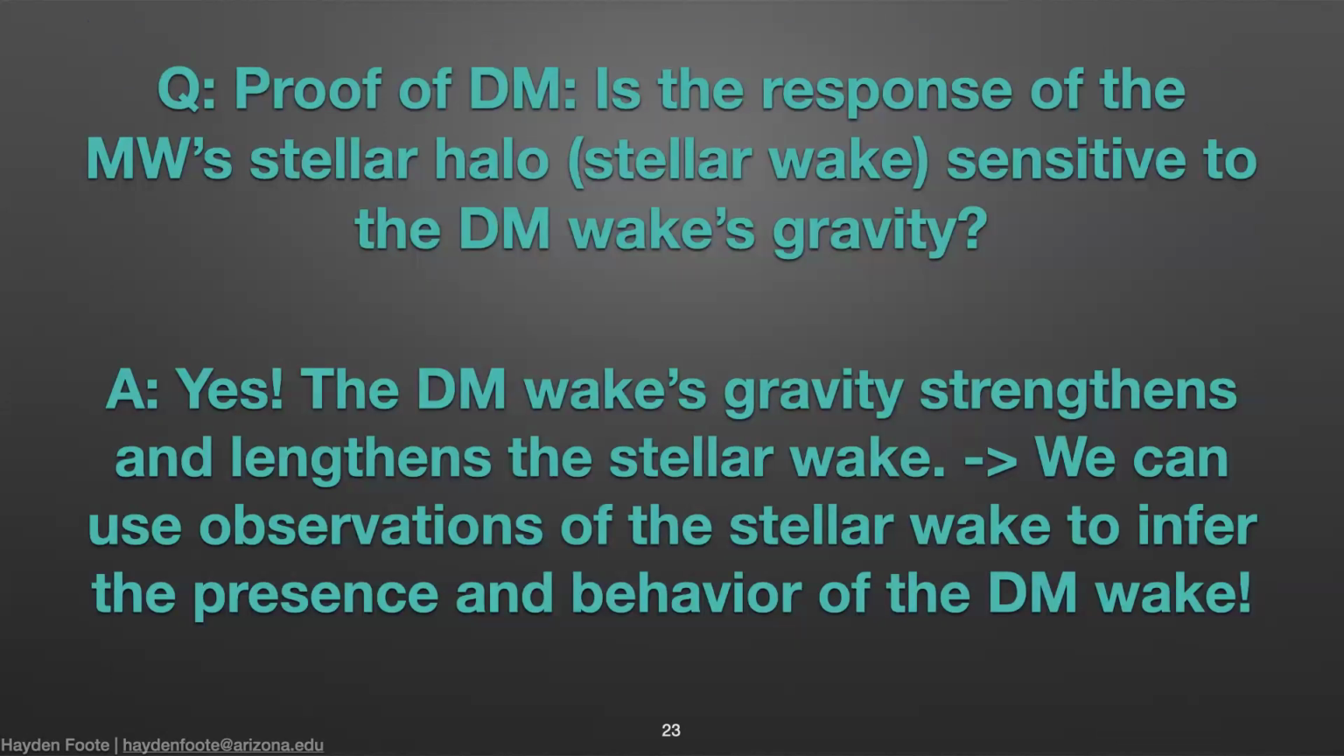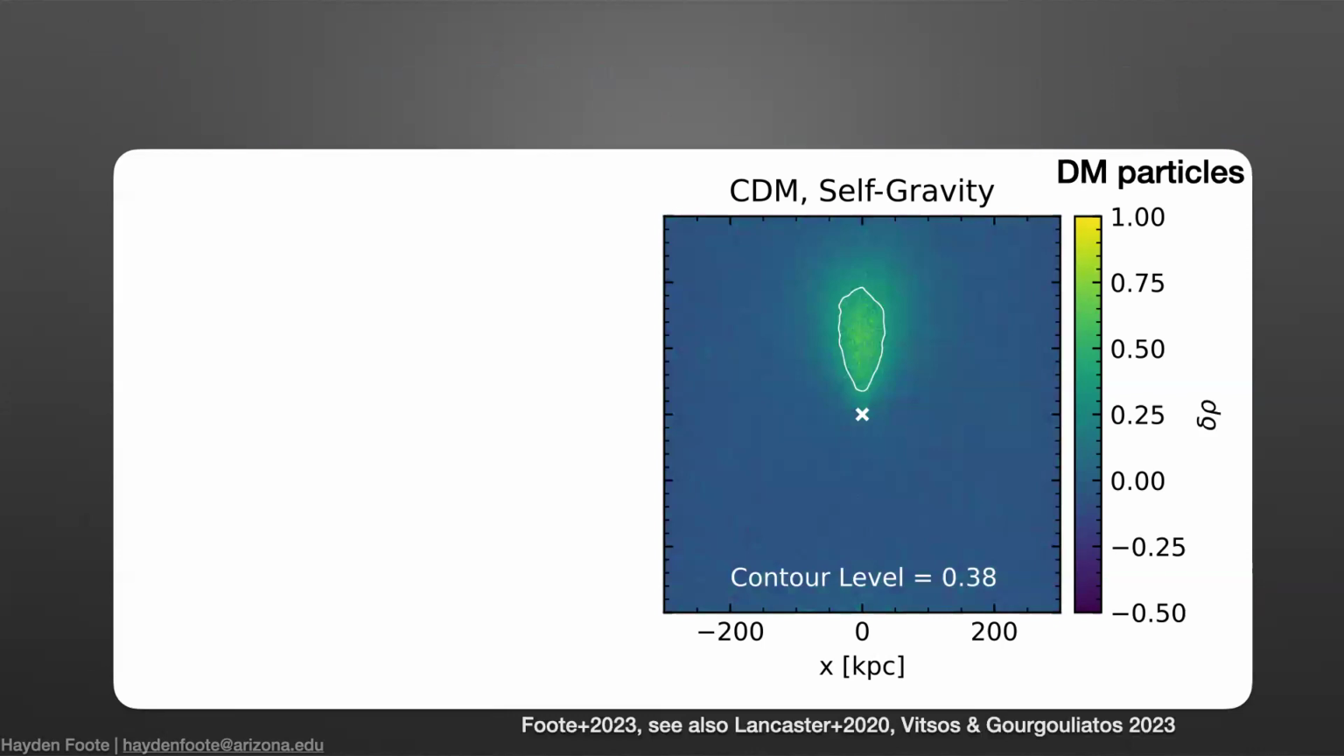We know that the wake in the stars does contain information about what the dark matter is doing, which is really cool. That means we can say something about the existence and the strength of the dark matter wake by looking at the wake in the stars. So what about our second question? What about fuzzy dark matter?